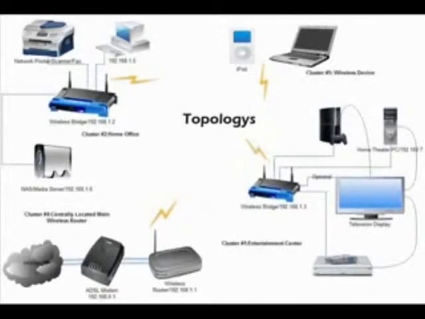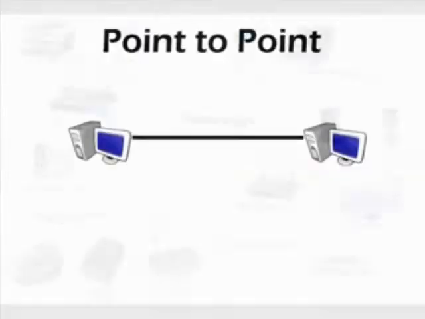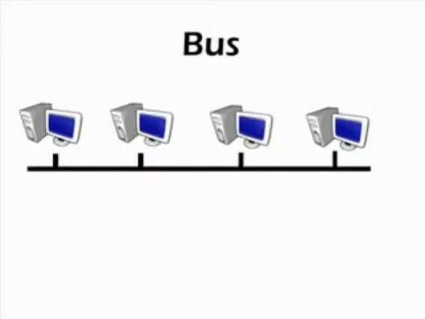Network topologies. A network topology is a blueprint of the physical arrangement of a network. There are several common physical topologies which I will go through. Point to point. This is a dedicated one-to-one connection, the simplest of all the topologies, which is 2 nodes with 1 connection.